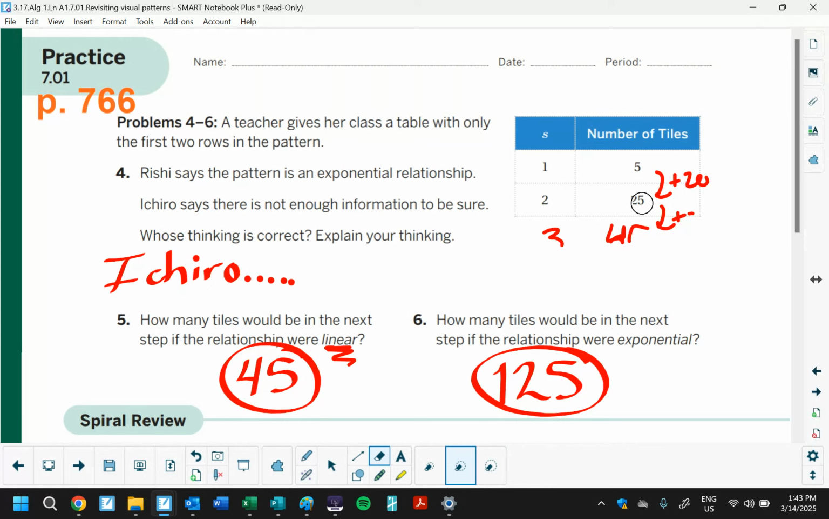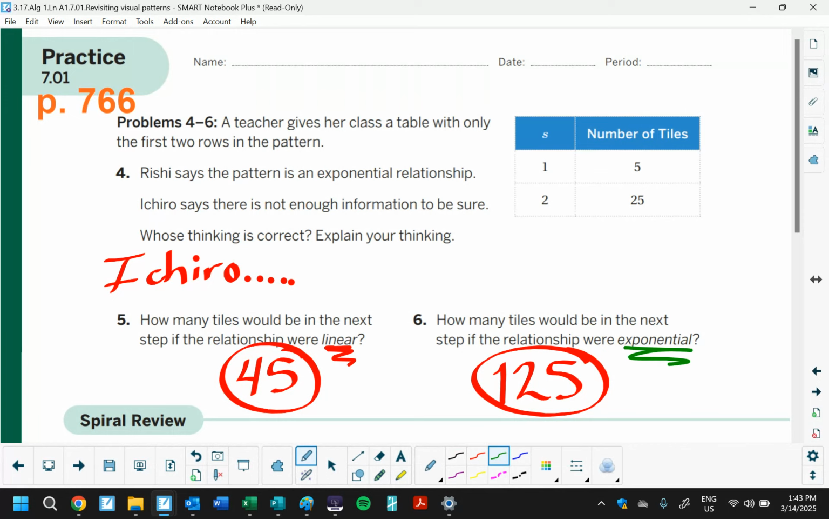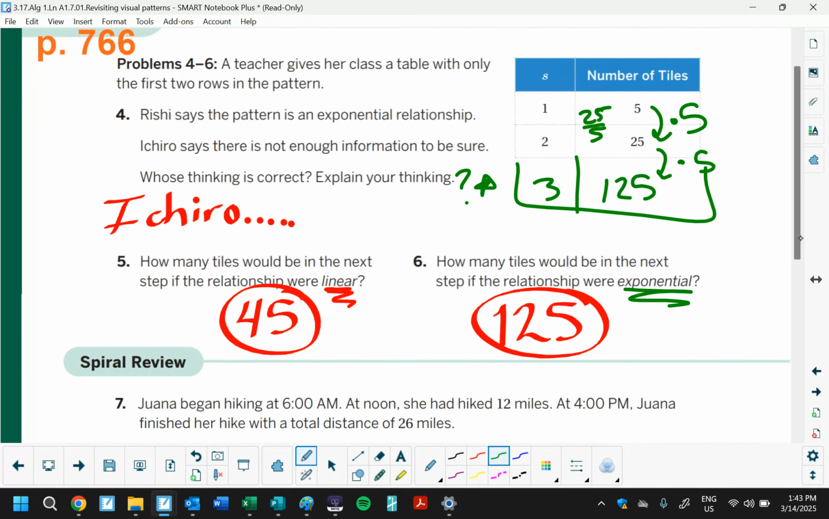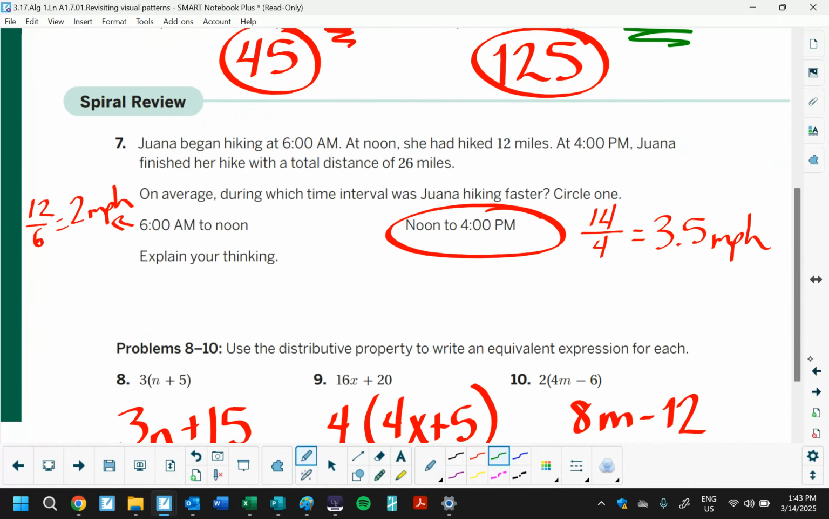On the other hand, if it was not linear, if it was in fact exponential, then I notice that the ratio of 25 to 5 is 5, which means we'd have to multiply by 5 again, and 25 times 5 leads us to 125. But that's what we're saying, is we simply don't know. We did not have enough information from just 2 data points.